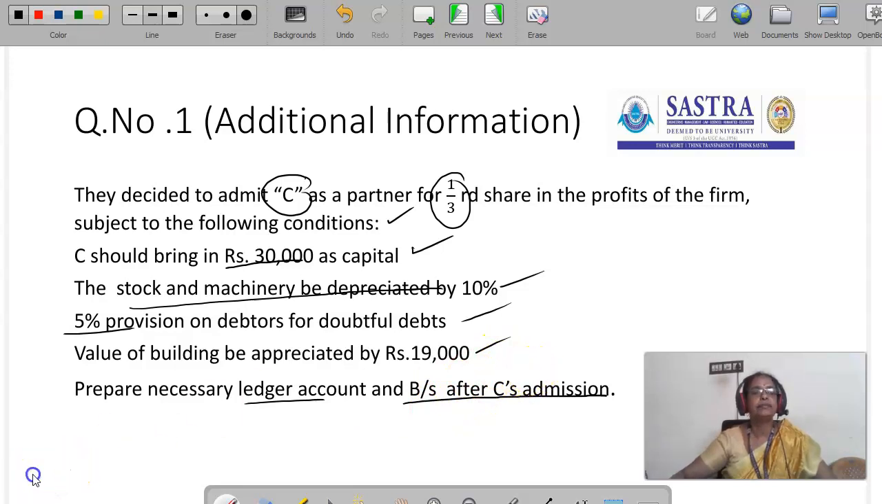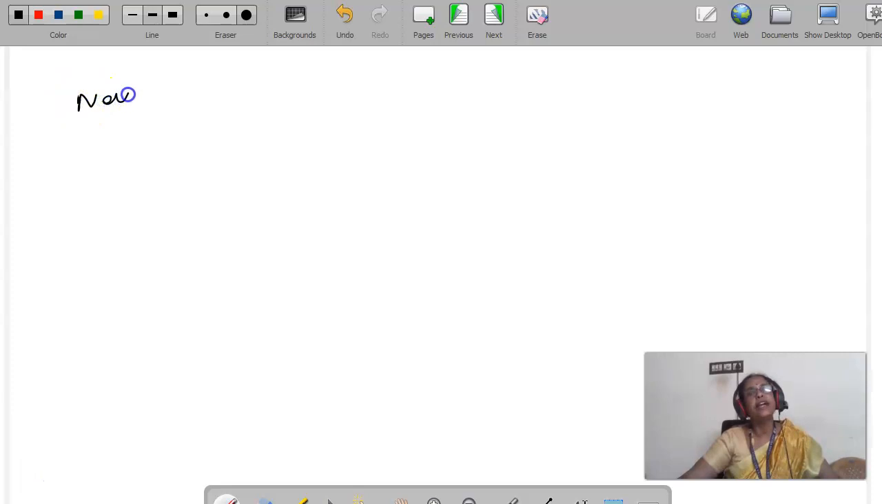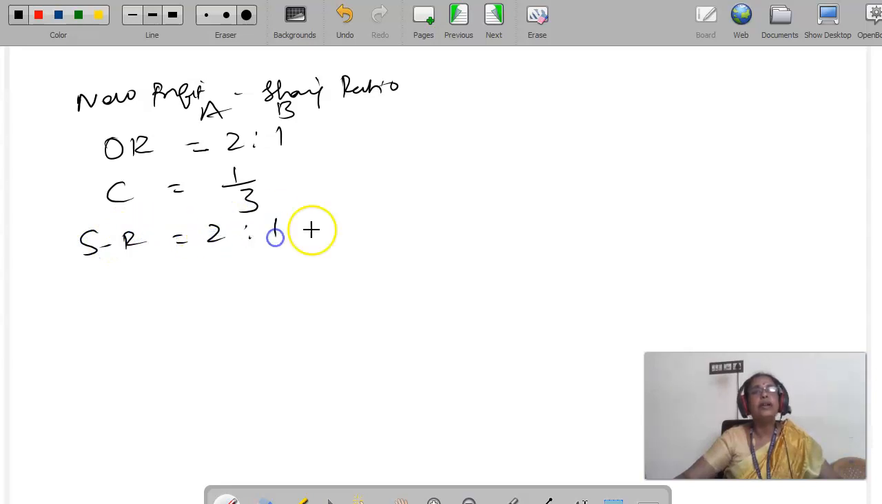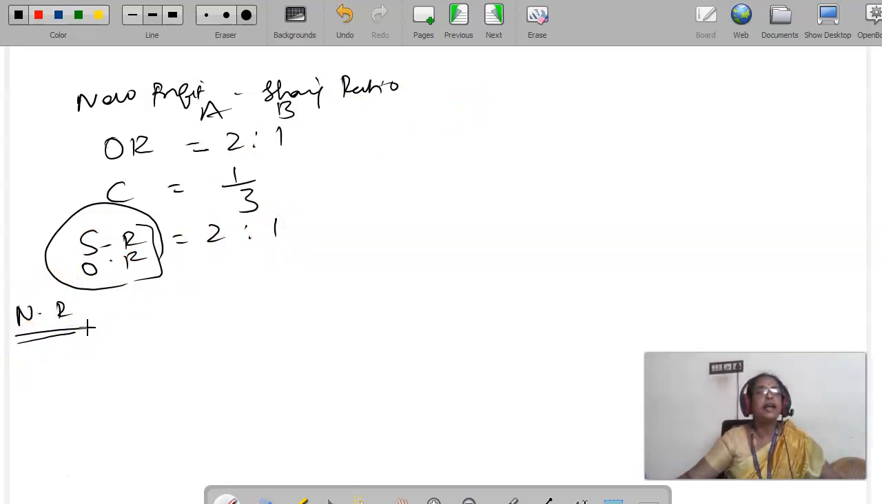Let's prepare. First, let's prepare the new profit sharing ratio. We have to calculate the new profit sharing ratio. What is the old ratio? Old ratio of A and B is 2:1. C's share is 1/3. The sacrificing ratio is 2:1. Old ratio becomes the sacrificing ratio because the sacrifice made by the old partners is not given. Then the next one is calculation of new ratio. How are they going to share their profit?